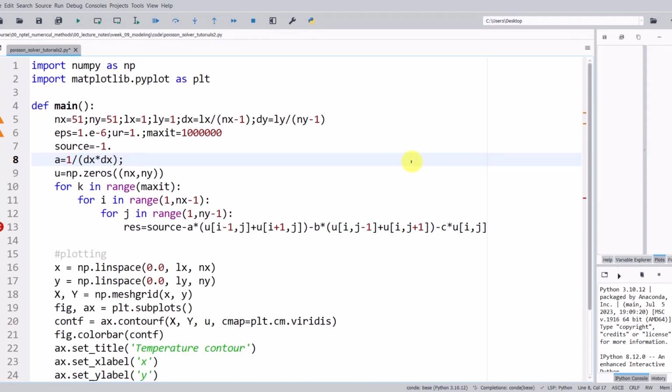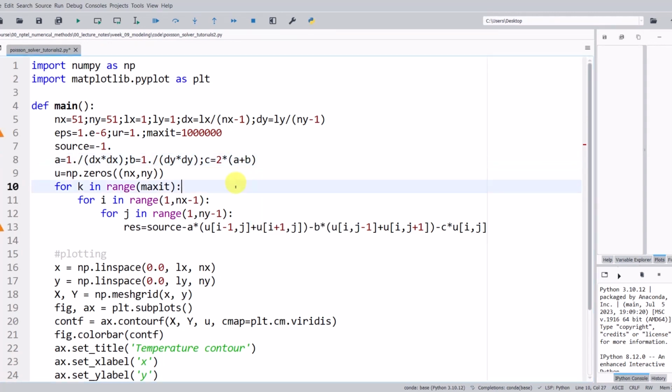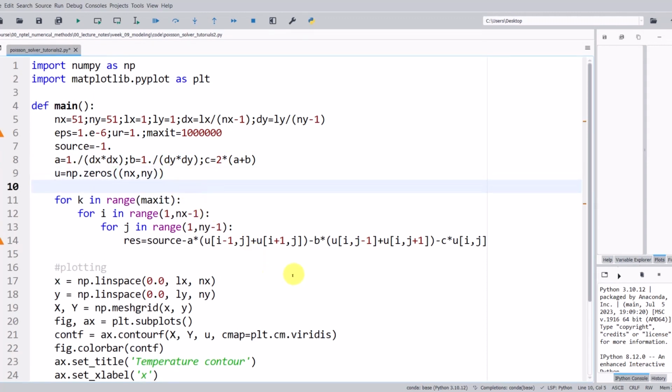Similarly, my b is 1 by delta y square, and c will be 2 by delta x square plus 2 by delta y square. So we can simply take it as 2 times a plus b. That should be it. So ABC is done, iteration is done, source term is done.